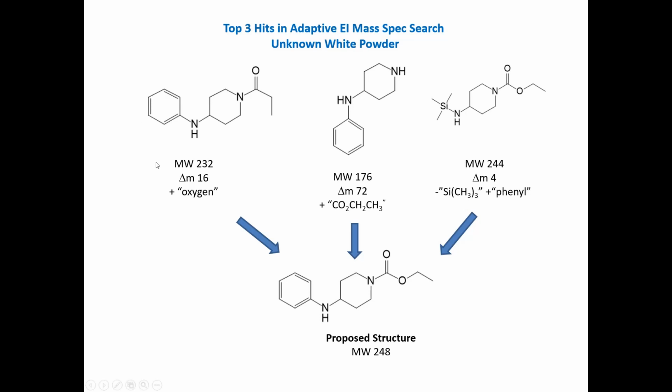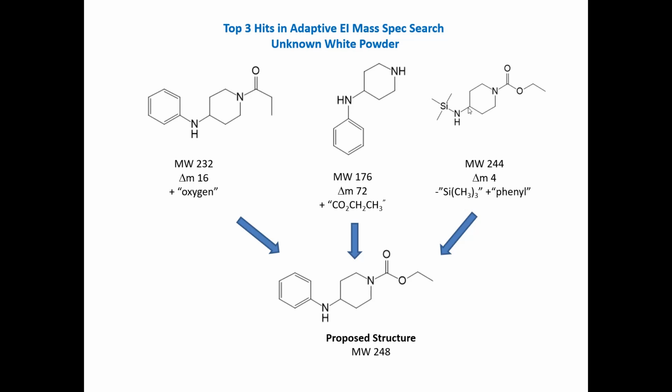As we've seen in the first slide, we had this one with a delta mass of 16 that indicated that it should have an oxygen inserted somewhere, which we proposed might be between the carbonyl and the CH2 group. We have this other one with a delta mass of 72 for one of the hits that indicates that the central part of the molecule is here, only differing by the presence of this carboethoxy group added. And then we have this other structure with a delta mass of 4 that has a trimethylsilyl group replaced by a phenyl.